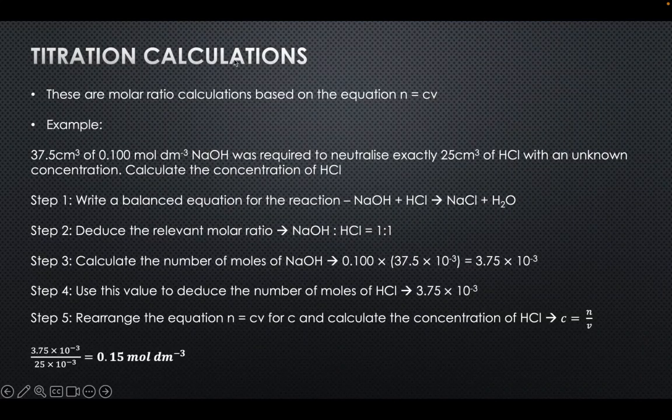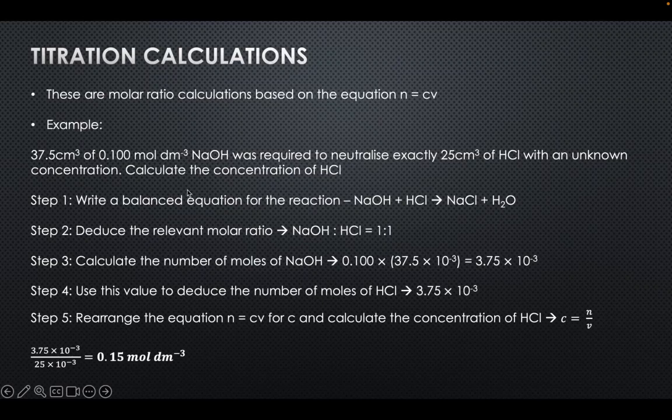Titration calculations. These link to the idea of molar ratios. Exact same method, except we're using a different equation for step 5. Okay? So, here's an example. 37.5 centimeters cubed of 0.1 moles per dm cubed NaOH was required to neutralize exactly 25 centimeters cubed of HCl with an unknown concentration. Calculate the concentration of HCl.